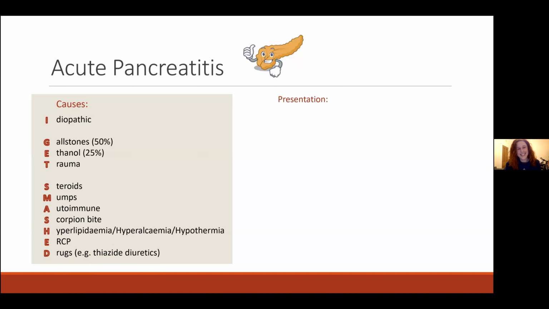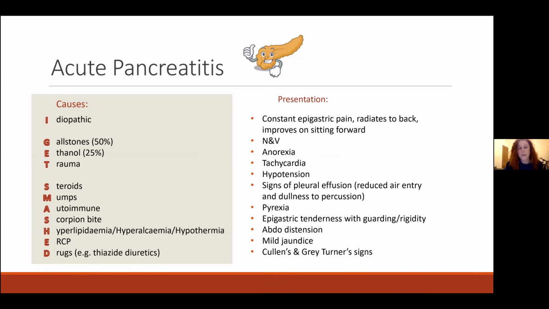So these are the causes. Gallstones are the most common cause and alcohol is the second most common. In case you wanted to know, the scorpion is only found in Trinidad and it's called Tityus trinitatis. Okay, so then the presentation of pancreatitis. You get severe epigastric pain that goes through to the back and it's better on sitting forward. They get nausea and vomiting, they don't tend to want to eat, and there's signs of shock such as tachycardia and hypotension. You can also get pleural effusion.